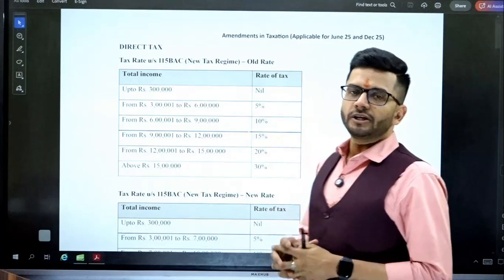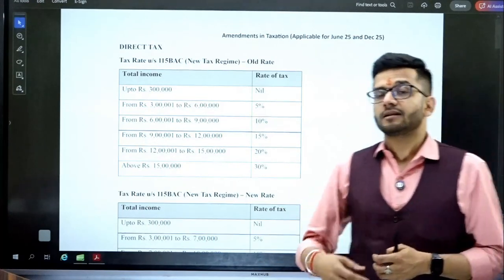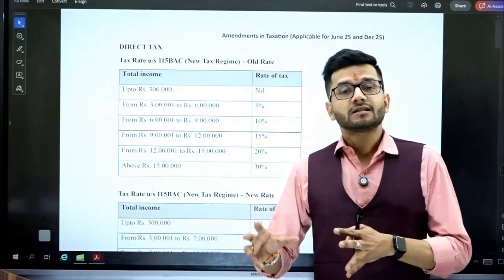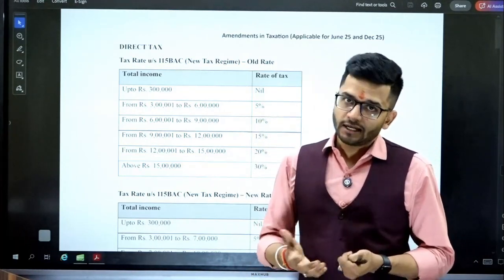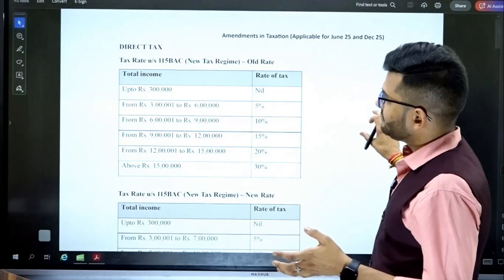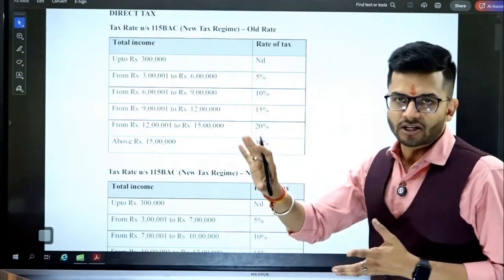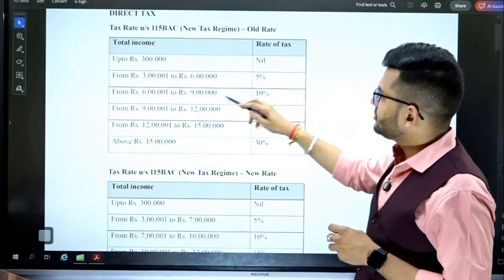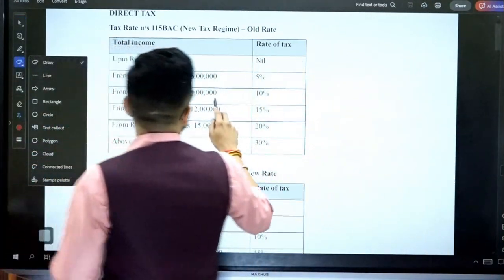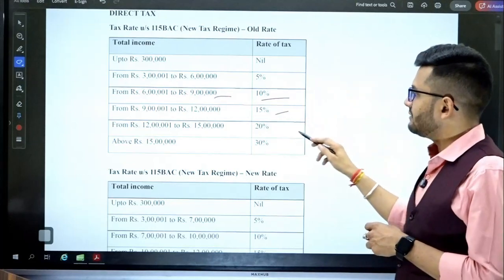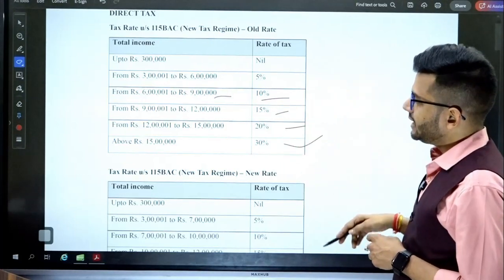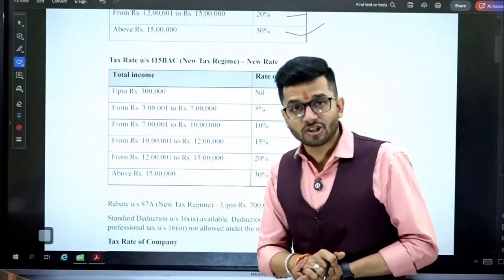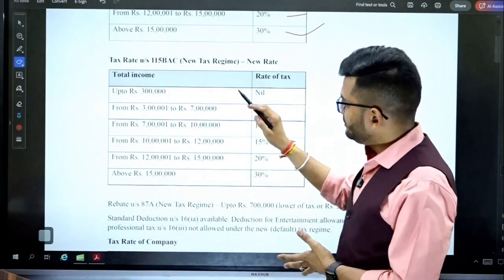At the very outset, the new tax regime or the default tax regime, which has come by in recent years, the slab rates have changed for that. Okay. So the earlier slab rates for 115BAC, the new tax regime or the default tax regime, were up to 3 lakhs nil, 3 lakh to 6 lakh 5%, 6 lakh to 9 lakh 10%, 9 lakh to 12 lakh 15%, 12 to 15 lakh 20%, above 15 lakh 30%. Now, the new rates which are applicable for the new tax regime have been amended.